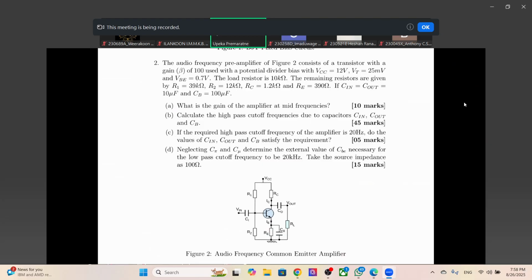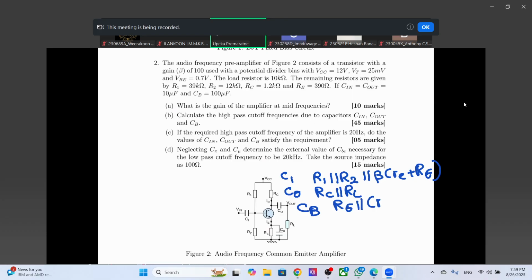So now what do we do? We have the respective relaxation loop impedances: for C in, R1 parallel to R2 parallel to beta times (r_e plus R_E); for C out, R_C parallel to R_L; for C bypass, R_E parallel to (r_e plus R1 parallel to R2 divided by beta). So let's quickly calculate these values.